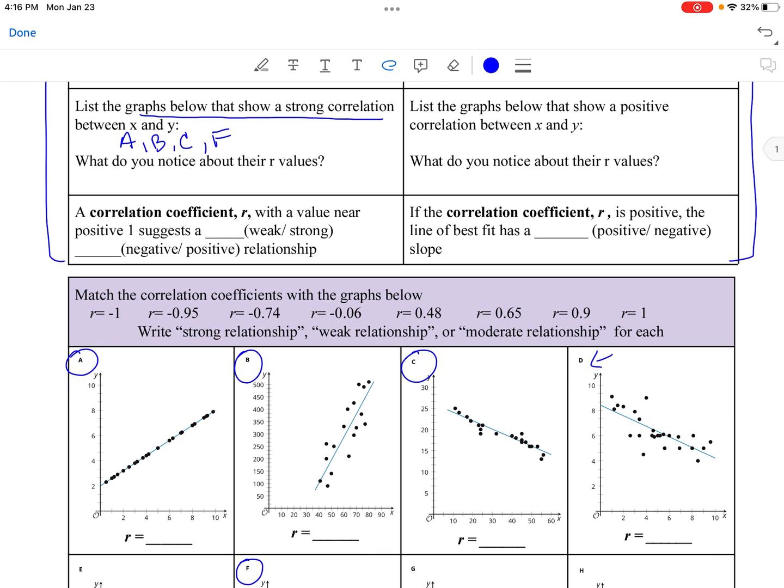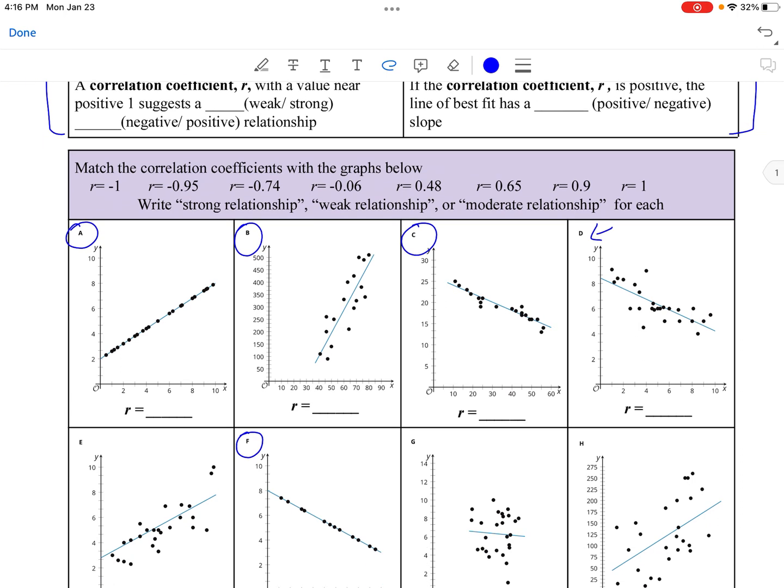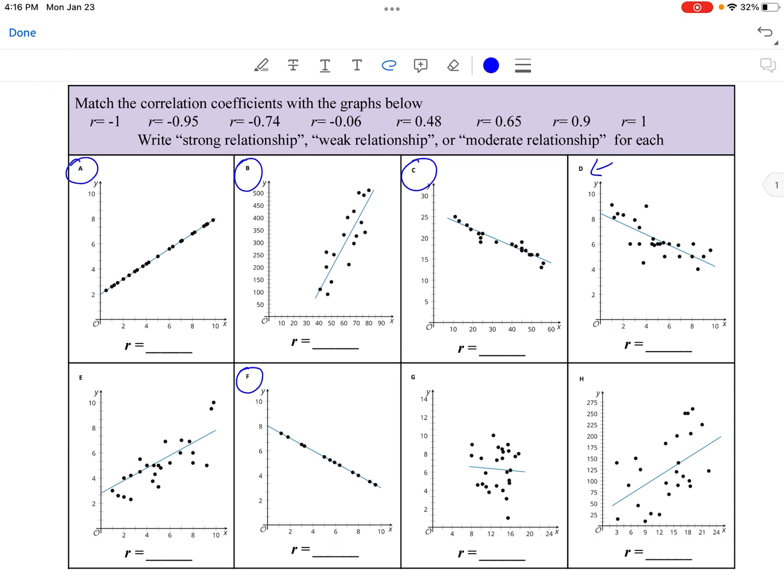What do you notice about their R values? Well, let's pause a minute here on filling out this chart, and let's assign these R values before we fill in the rest of the chart. So we'll do process of elimination. This part 1A is exactly on a line with a positive slope, so that would have an R value of 1. And so I'm going to cross that off.